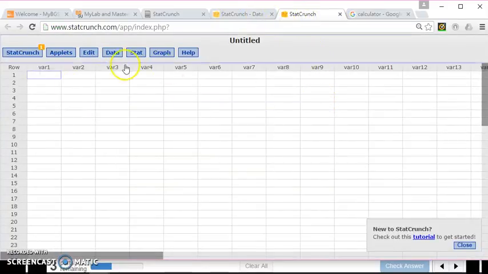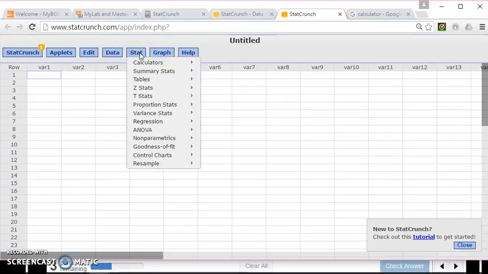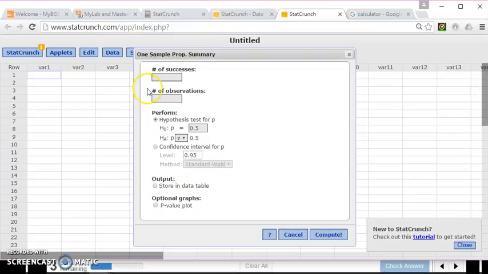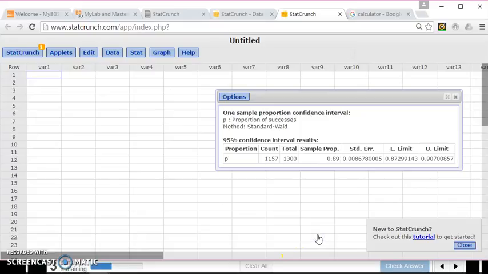And right now we can use StatCrunch to construct a 95% confidence interval. So go to Stat, Proportion Stats, One Sample With Summary. The number of successes is 1,157, those who had earned a high school diploma. Number of observations, that's the total number, so 1,300. Still, we're looking at a confidence interval, a 95% confidence interval. Don't worry about the method. And hit compute. And there you go. You have a lower limit and upper limit of the confidence interval.